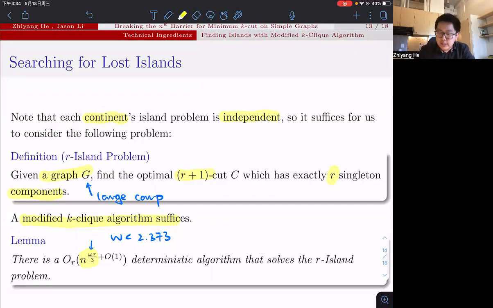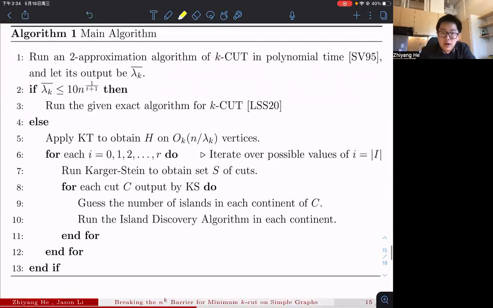Okay? So now let's put everything together. Our main algorithm basically goes as follows. We run an approximation algorithm first to estimate lambda k. If the estimate is small, less than n to the 1 over t plus 1, we run the exact algorithm by LSS. Otherwise, we apply the KT sparsification to obtain graph H on this many vertices, because now lambda k is large. And then we guess, or we iterate over all possible values of i, which is the number of islands, because we don't know how many of them, but there's at most k possibilities, so this doesn't blow up our runtime. We're going to run Karger-Stein to obtain a set of cuts that is going to contain my border.